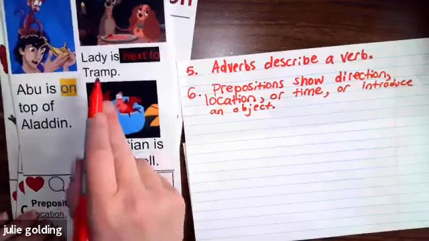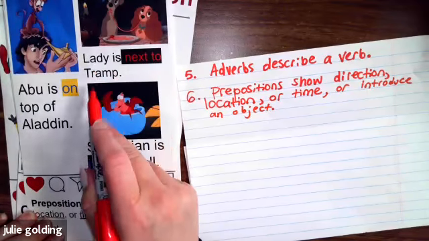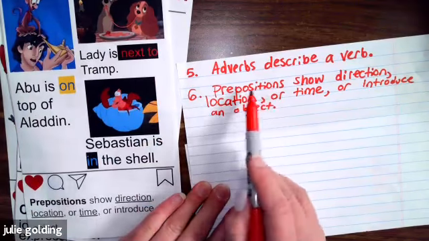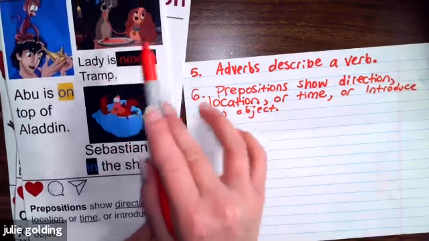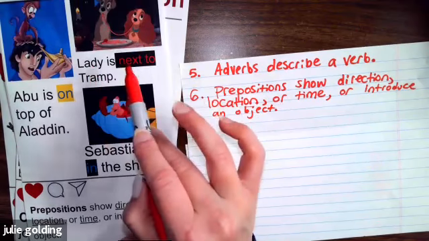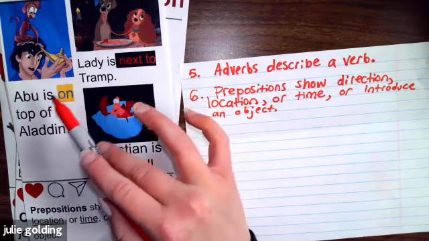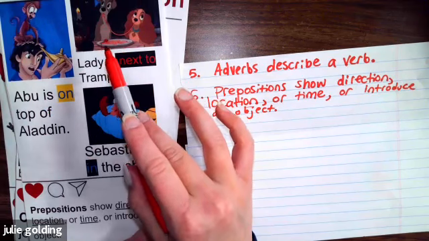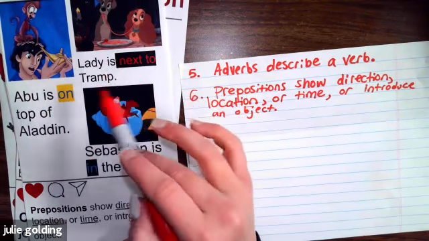So, lady is next to tramp. So look at this, showing location. Where is lady? This is lady. This is tramp. She is next to tramp. Okay. They are eating spaghetti. We can say the spaghetti is on the table. That would be another example.